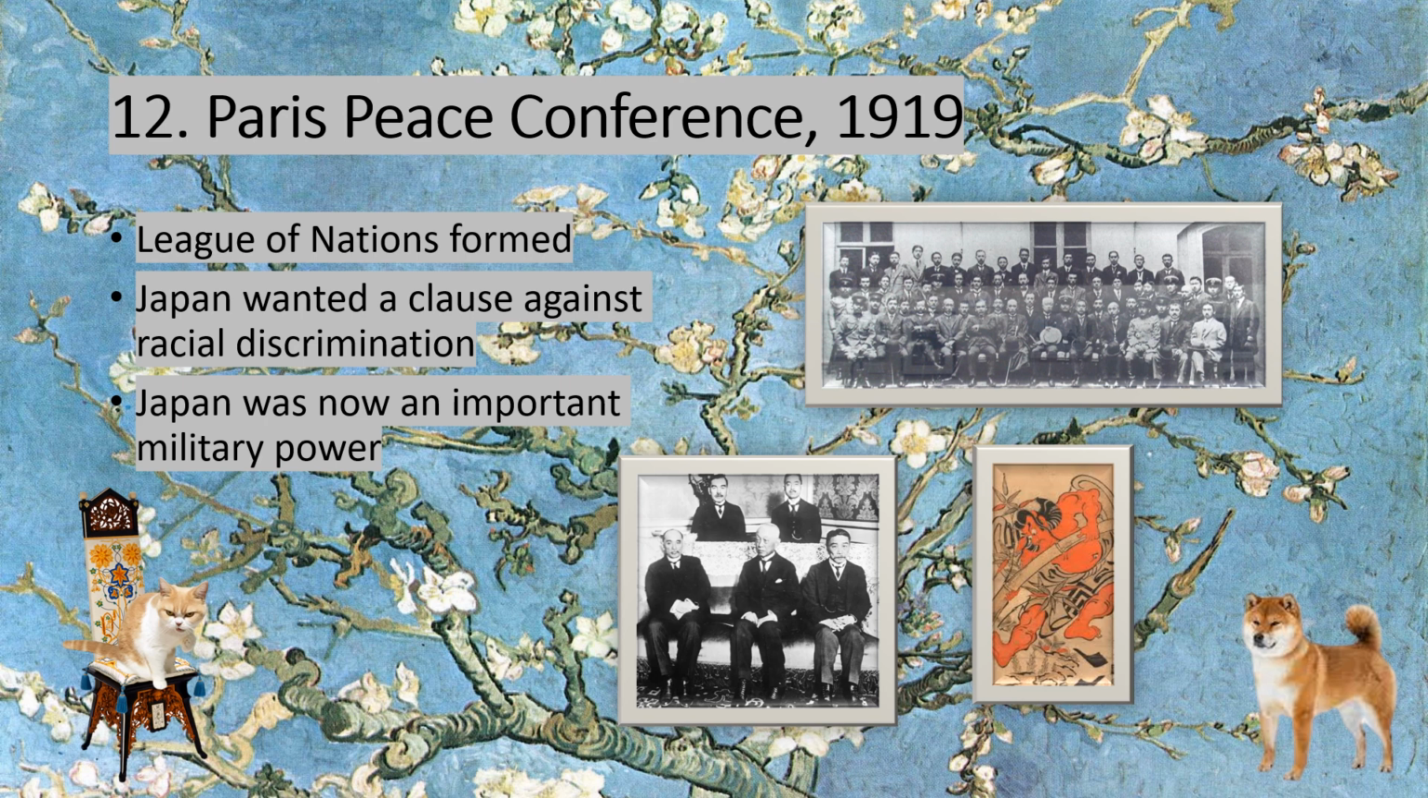This meant that a war with one member of the League was a war against all members of the League. League members agreed to settle all disputes through negotiation and arbitration. When the concept of the League of Nations was presented and various ideas were debated, Japan and other non-European countries demanded a clause against racial discrimination.